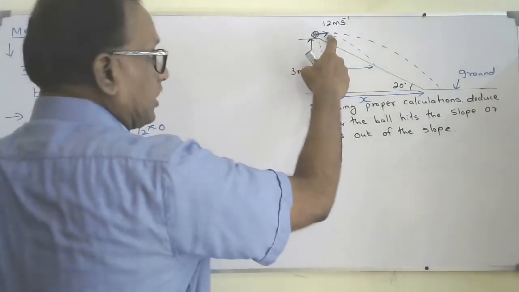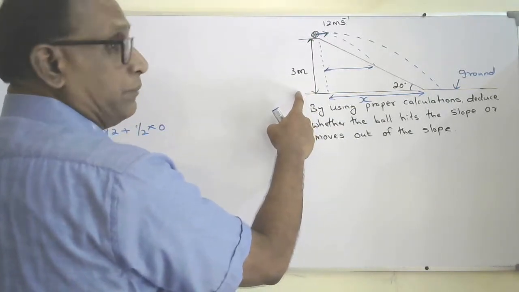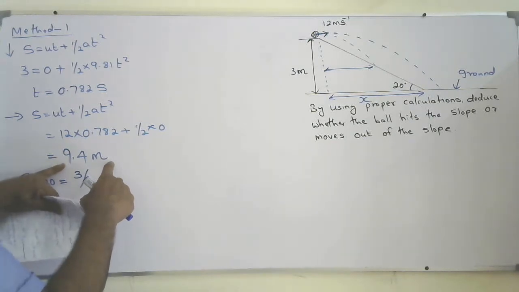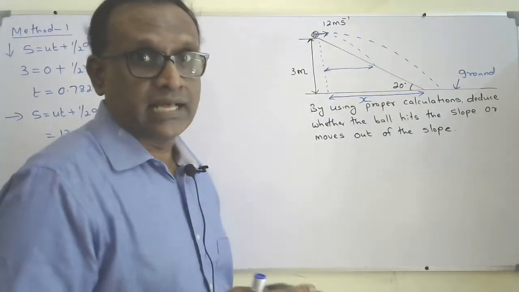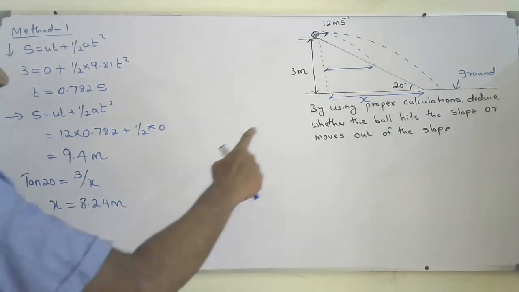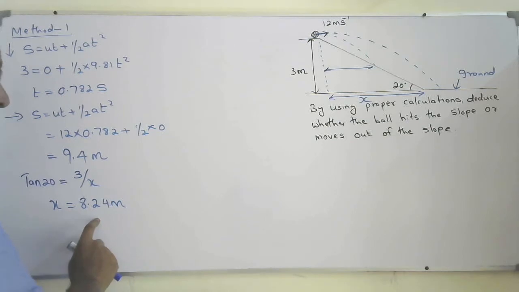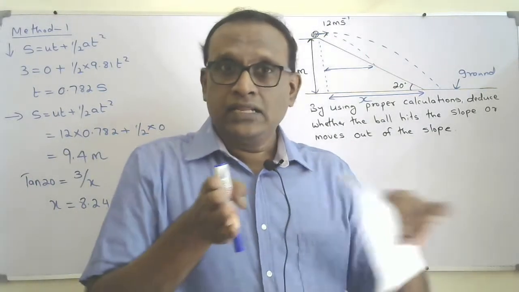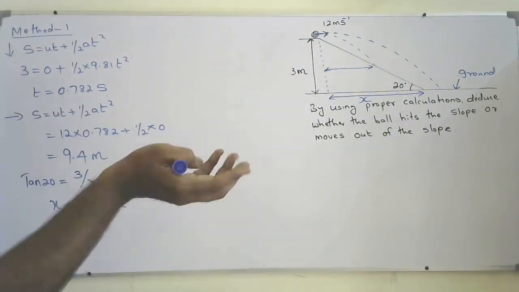For this particular velocity, when it completes a vertical displacement of 3 meters, its horizontal displacement will be 9.4 meters. That means when the ball moves vertically downwards 3 meters, it will move a distance more than the horizontal length of the slope. The base of the slope is 8.24. Its horizontal displacement is greater than the length of the base of the slope. Therefore, it will hit out of the slope.